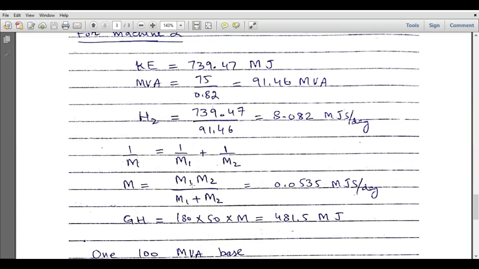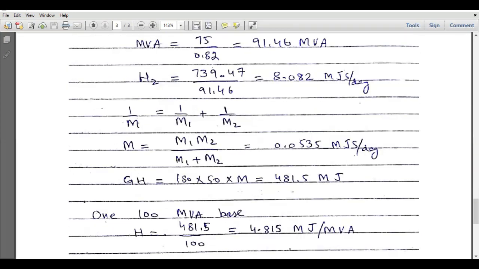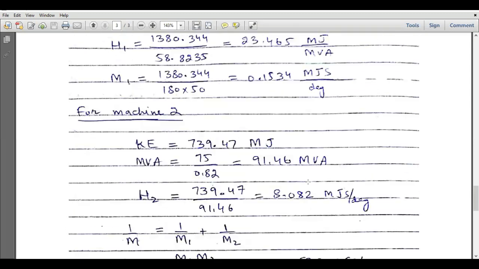So M is equal to M1 M2 divided by M1 plus M2. This is the same way we evaluate the equivalent resistance or equivalent impedance of parallel connected components. So M will be equal to 0.0535 megajoule second per degrees, and GH is equal to 180 into 50 into M, which is equal to 481.5 megajoules.